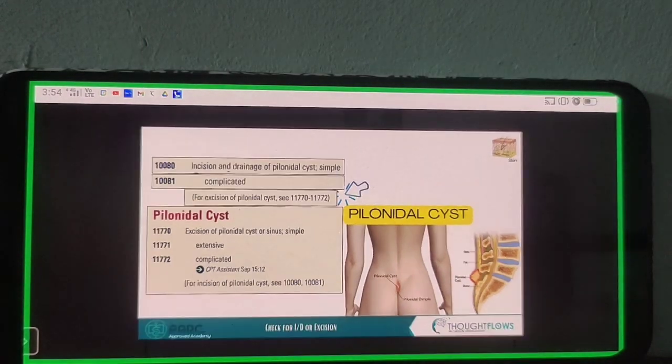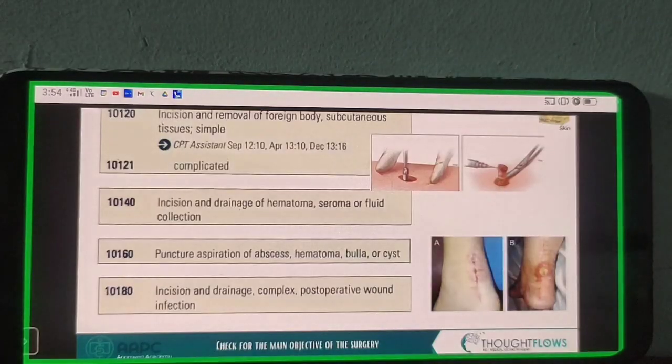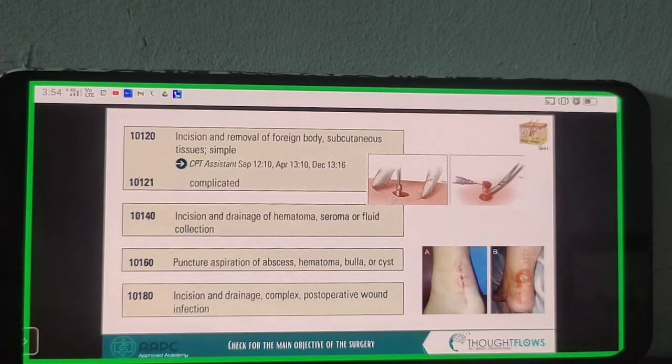Now, try now. I will explain it. I will give one more question for you. First, I will explain it. After that, I will give a question for you. Now, what is the procedure? 10120. What is the procedure?